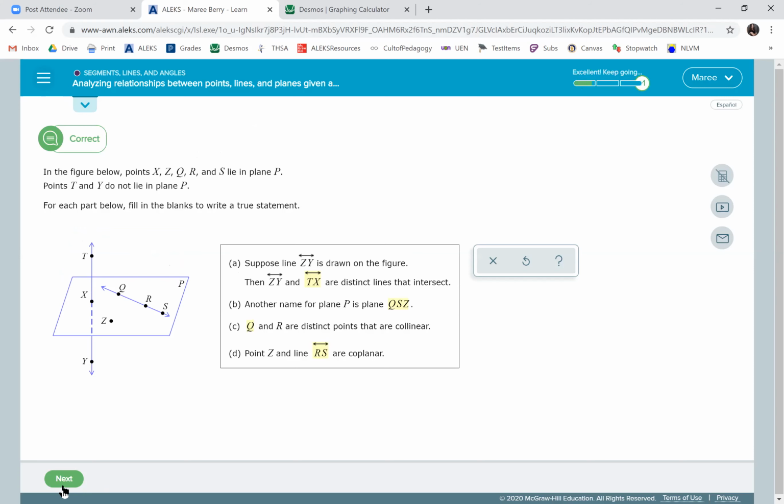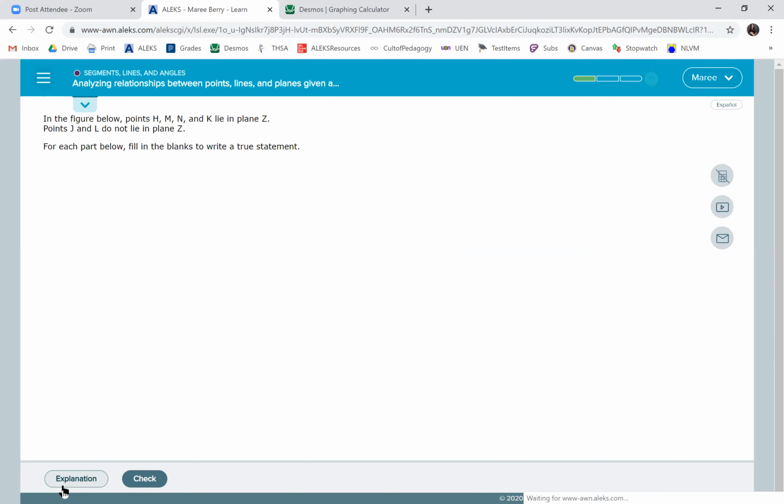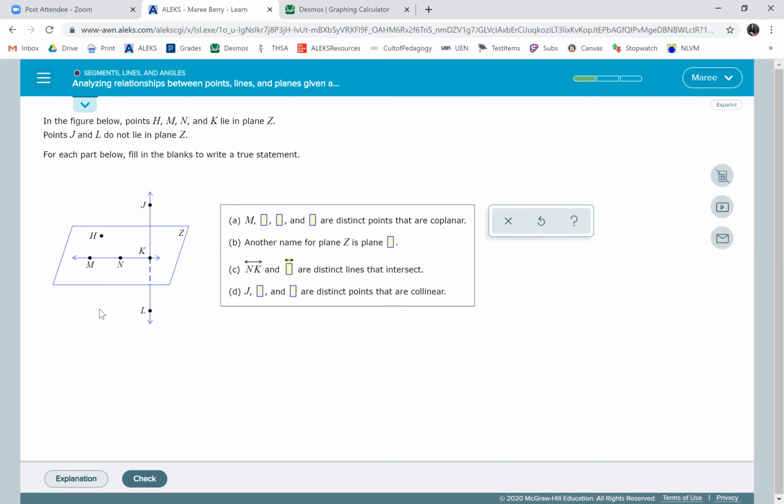There we go. Remember, this is really an exercise in being able to see. You've got to be able to see this parallelogram and that is your plane. So I need the points that are coplanar. So M, and I need 3 more. So N, K, and H. Some of you may want to put Z, but remember that Z is not a point. It doesn't have a little dot by it. It's actually the name of the plane.